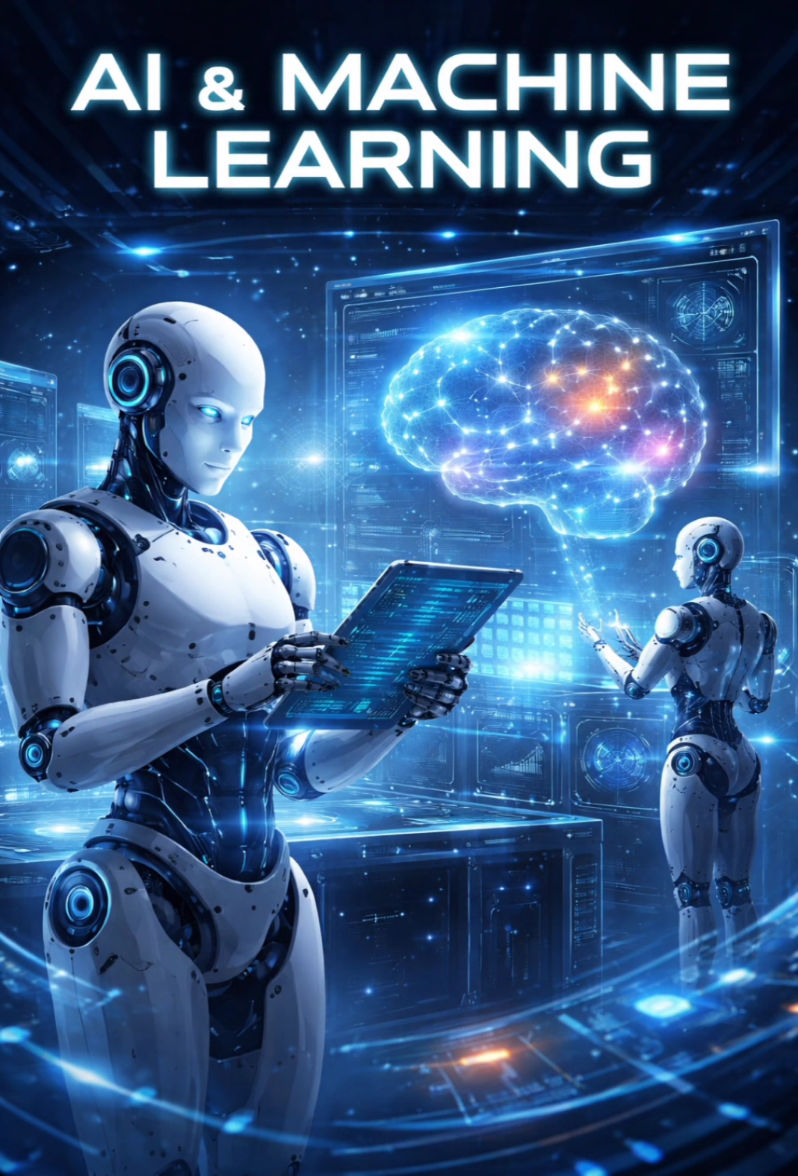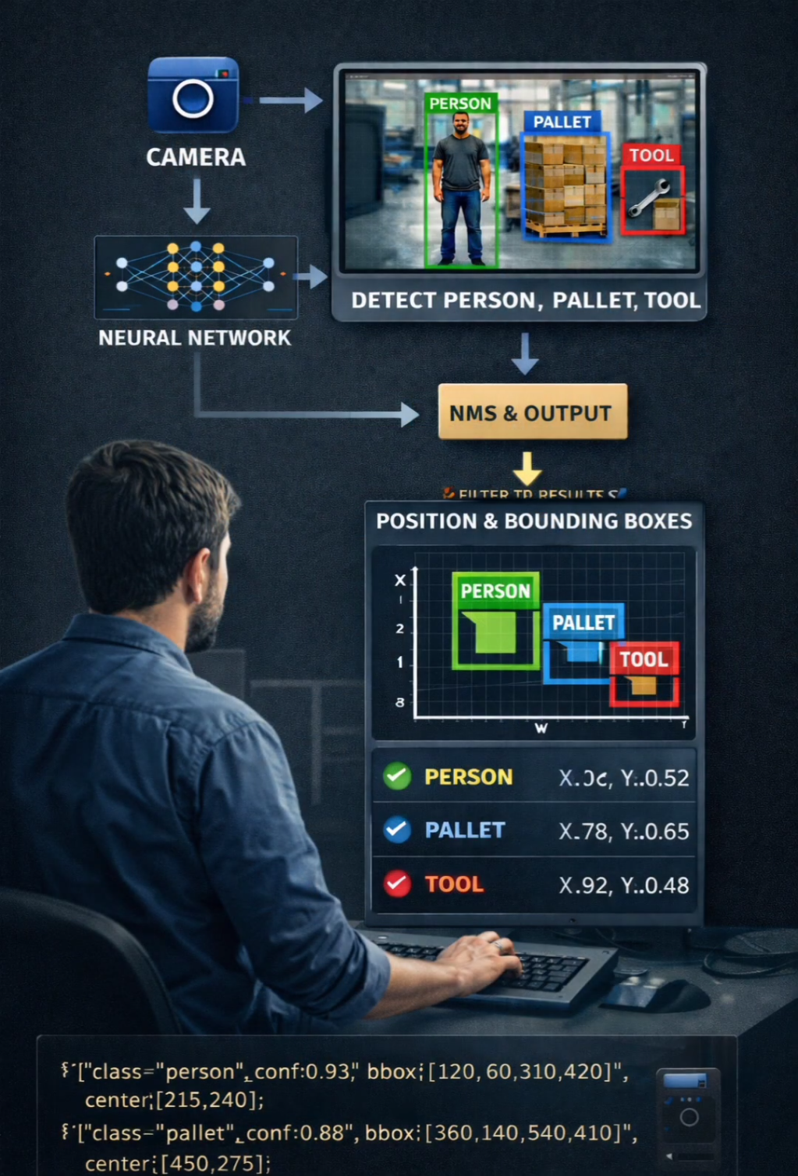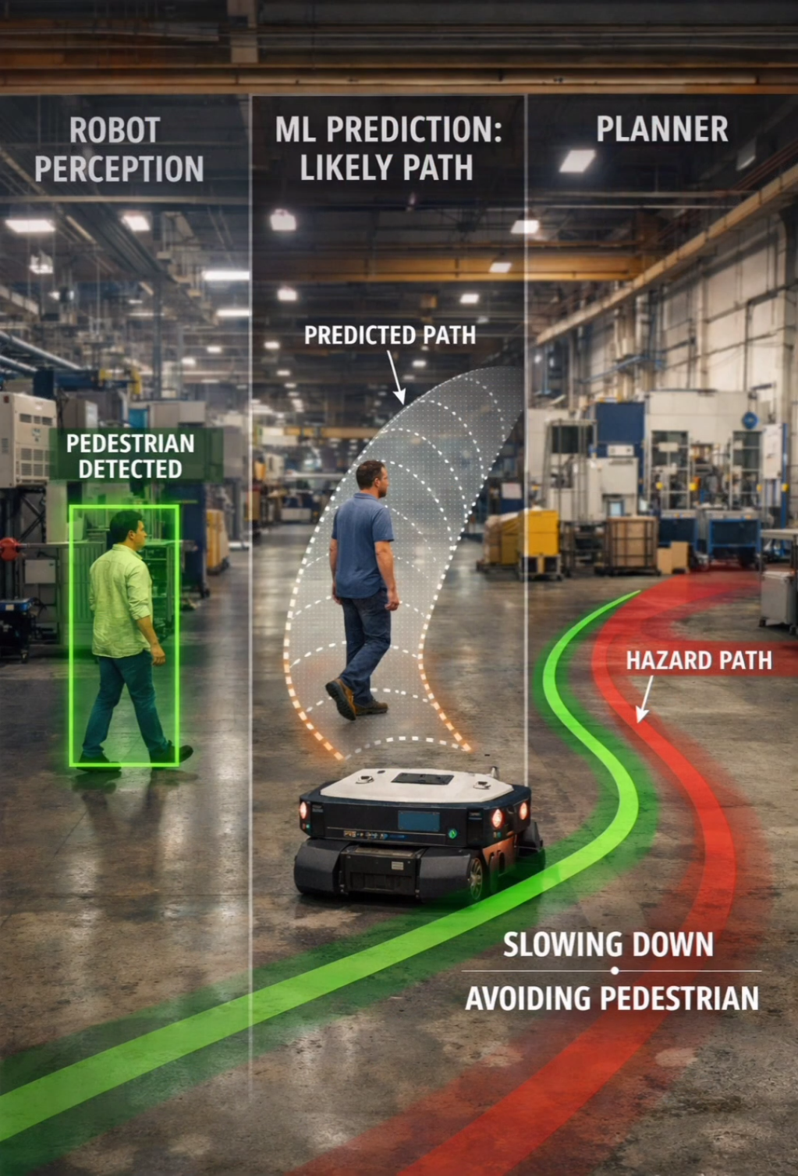AI and machine learning in robotics software provide data-driven capabilities that are difficult to achieve with hand-coded rules. In perception, machine learning is used to recognize and localize objects. For example, a camera image can be processed by a neural network to detect a person, a pallet, or a tool, and output their position or bounding region. This is required because real environments vary in lighting, clutter, and object appearance, and fixed thresholds or simple geometry often fail.